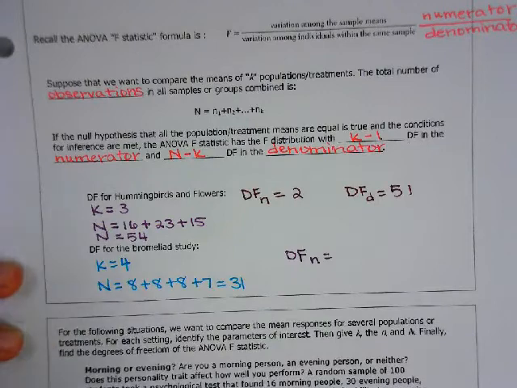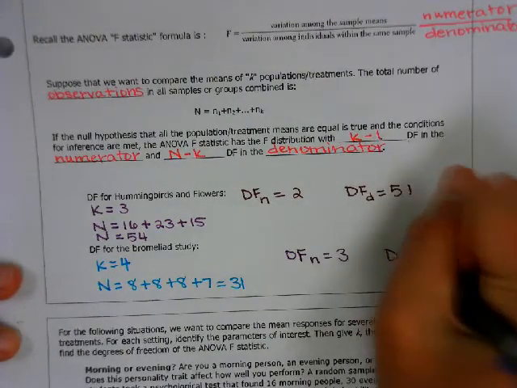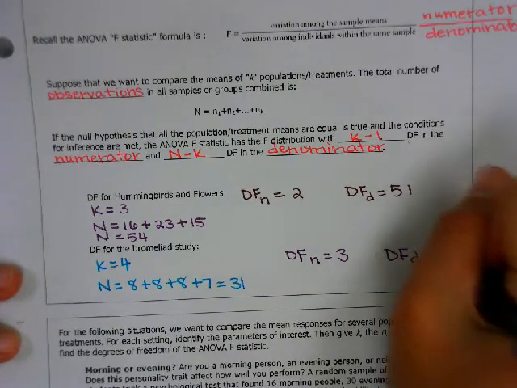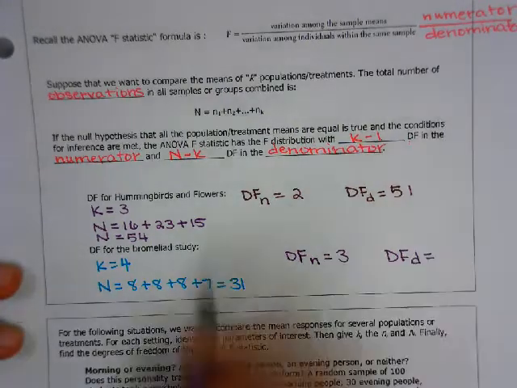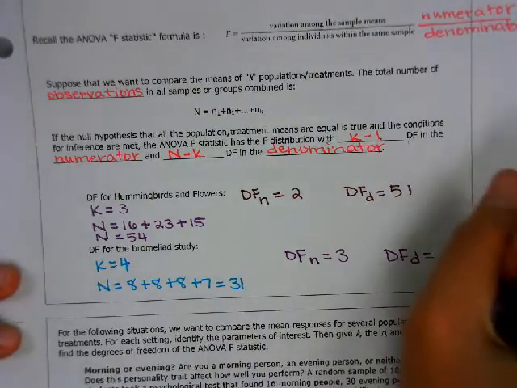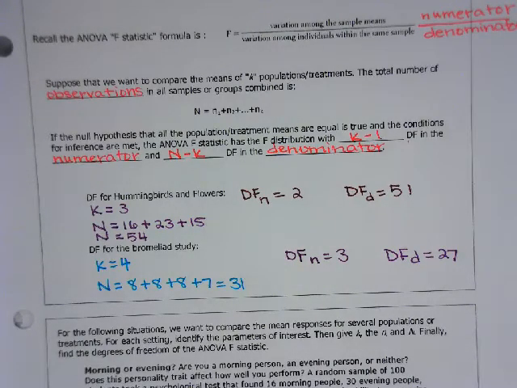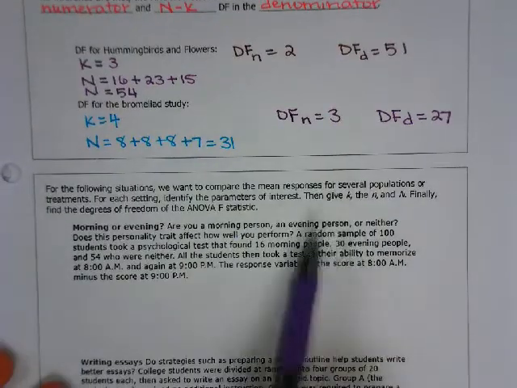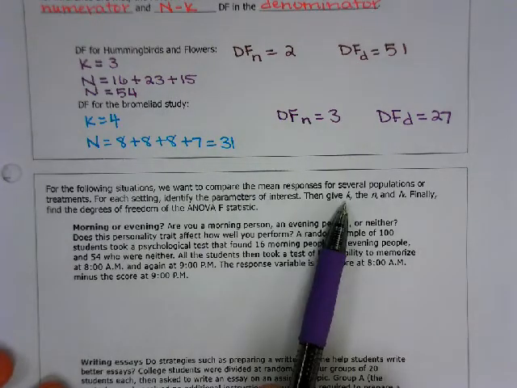I handed out the homework. The only thing on the homework, there's a problem like this, where it's talking about degrees of freedom, it asks you to find K and n sub i. That just means give each sample size. So up here, n sub i was 8, 8, 8, and 7. You just list the sample sizes.